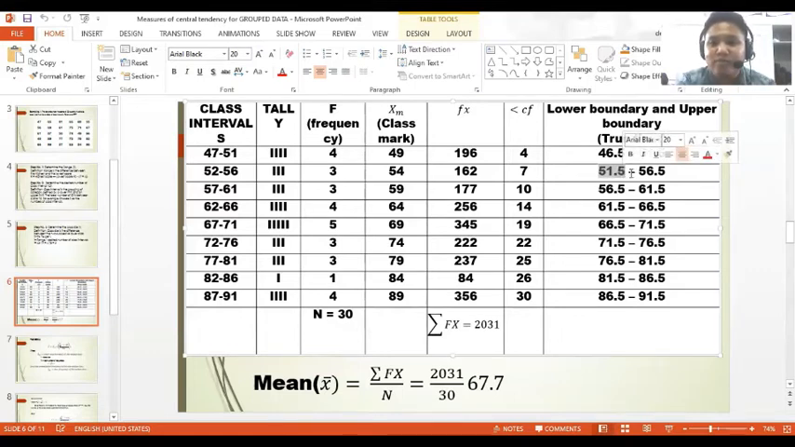So magiging 51.5, yung 56.5 dito magiging 56.5 dyan, 61.5. Depende sa inyo kung ano yung target na mas madali sa inyo. Kung isosolve nyo lahat-lahat, pwede na naman.